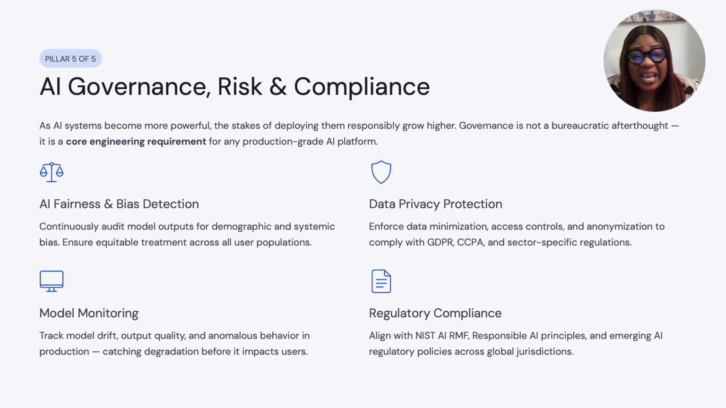When you're talking about AI fairness and bias detection, we must ensure there are continuous audits of our model output for demographic and systemic bias. We must ensure that there is equitable treatment across all user populations. Otherwise, there will be bias and it will also be unfair. And that is not a good sign for a quality AI system.